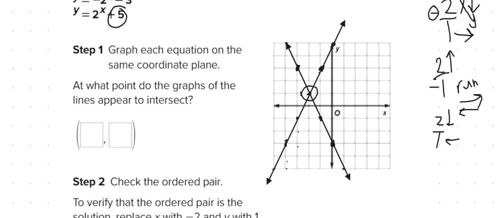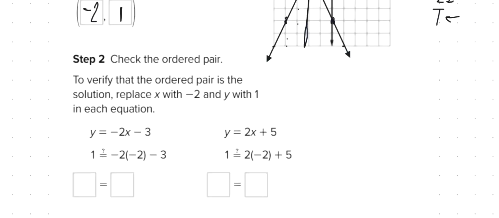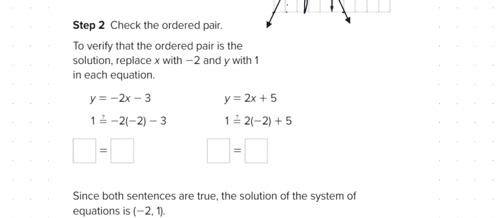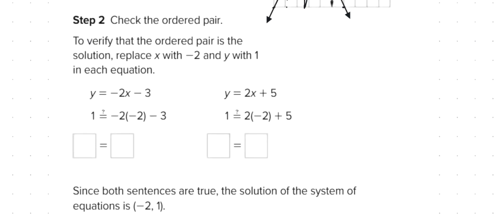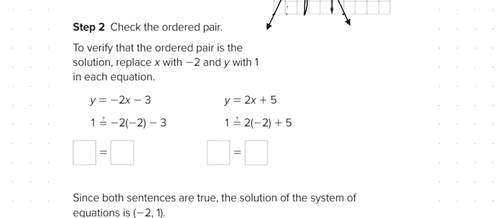It intersects at -2 in x, and in y it is 1. So -2, 1 is the solution for this problem. Let's check the ordered pair. Now we have -2 and 1. Instead of x, we're going to put -2, and instead of y, we're going to put 1. So y is 1.